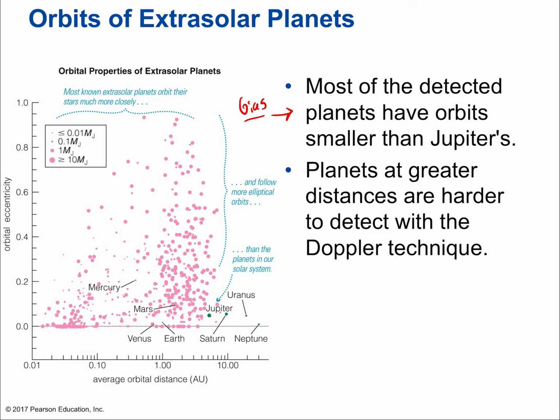So planets at greater distances are harder to detect with the Doppler technique, and much harder with the transit technique as well.